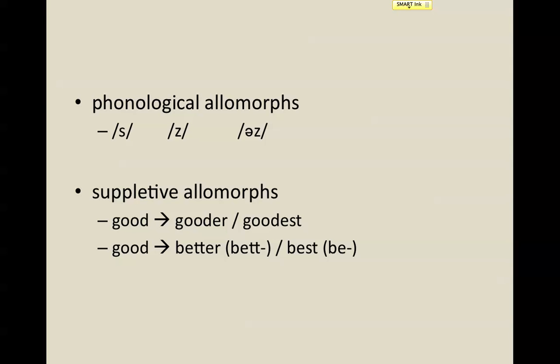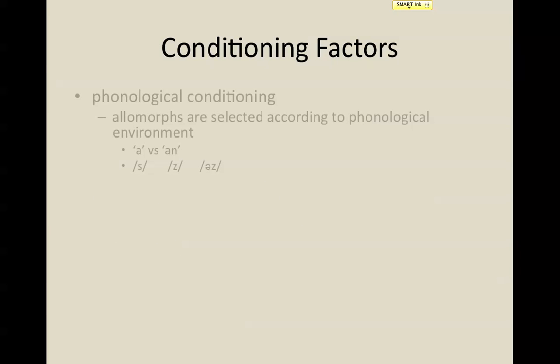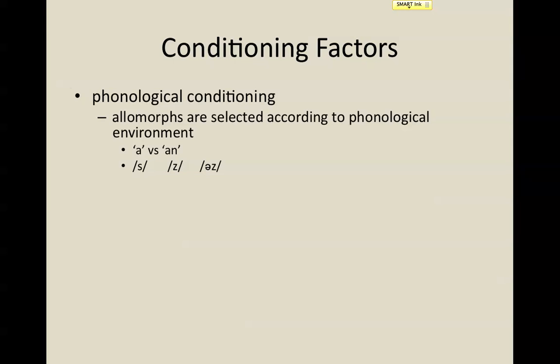So voila, those are known as suppletive allomorphs, where the words change. Okay, conditioning factors. We already talked about phonological conditioning. Allomorphs are selected according to phonological environments. Depending where these morphemes occur within a sentence, they might have some phonological conditioning or variance. So for example, a versus an. We use a dog, but an apple. And it all has to do with its environment within the sentence.